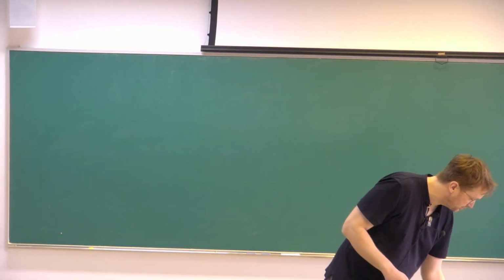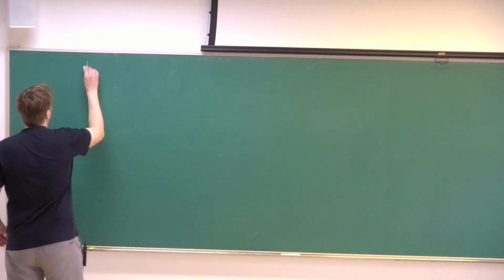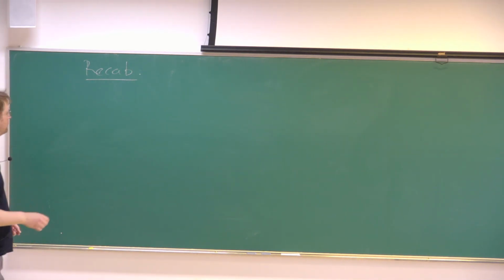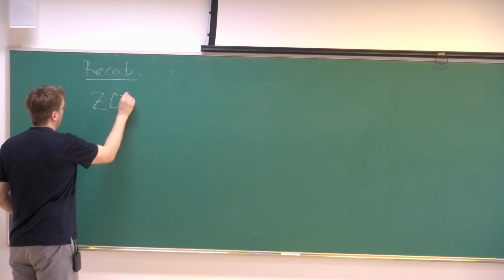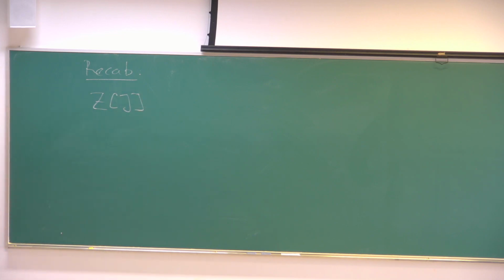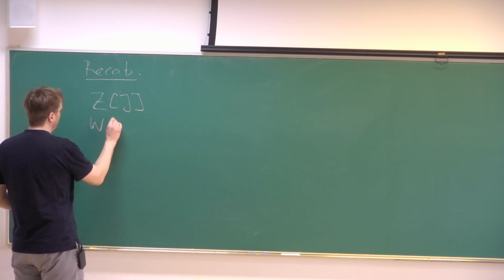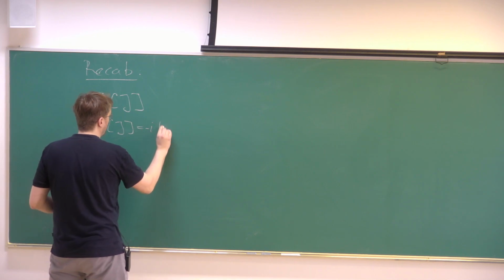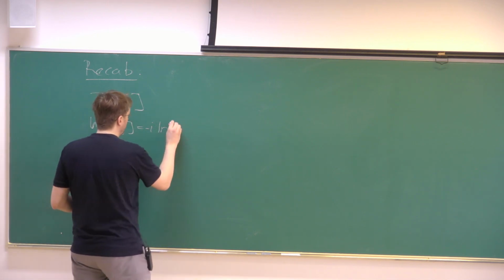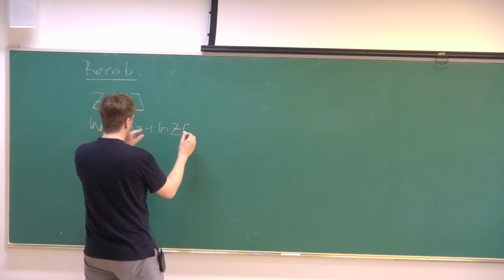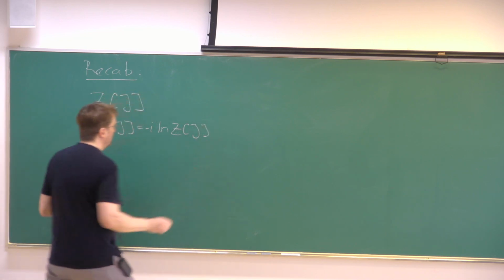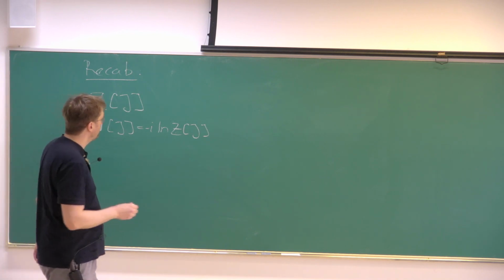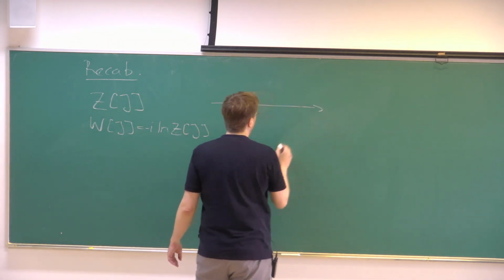Let me do a quick recap from what we did last time. Last time, starting from the generating functional of correlation functions, or actually the log of this generating functional, which by the way is a generating function of connected correlation functions. I didn't say last time, but for this talk here it doesn't matter. Starting from this, we performed a Legendre transformation.